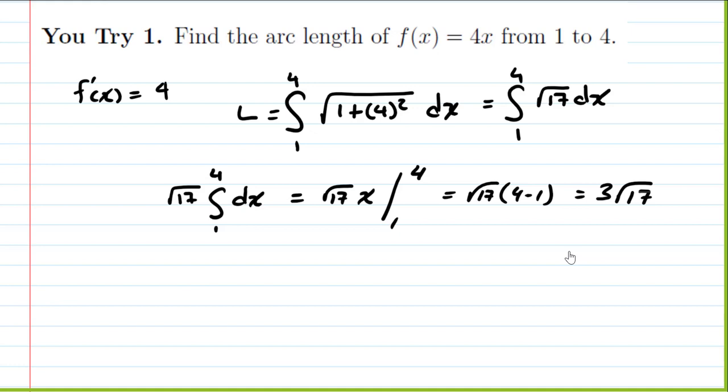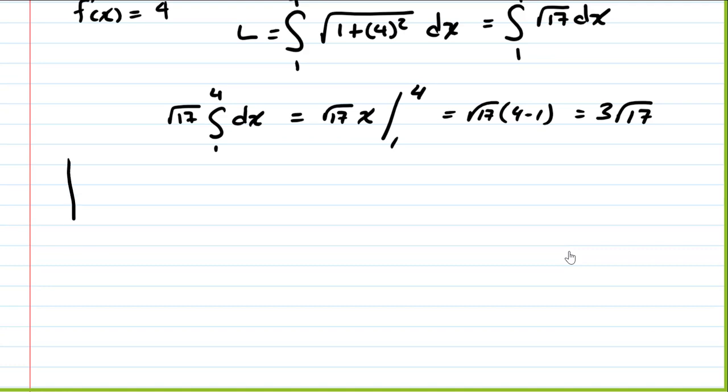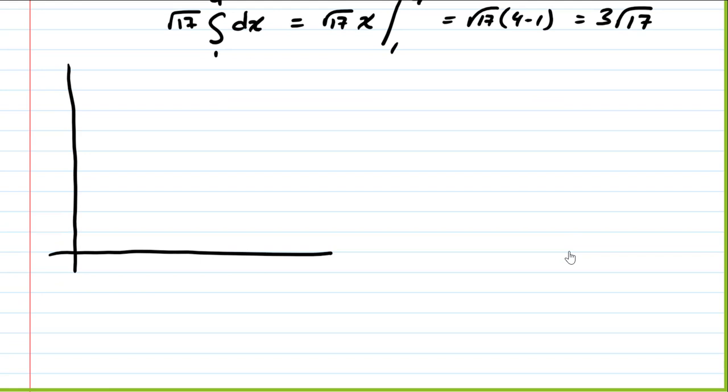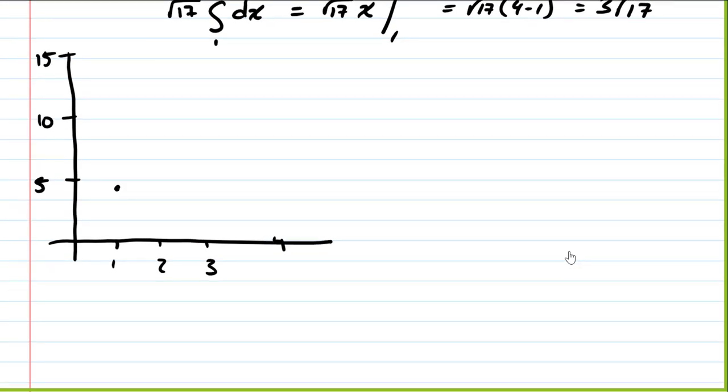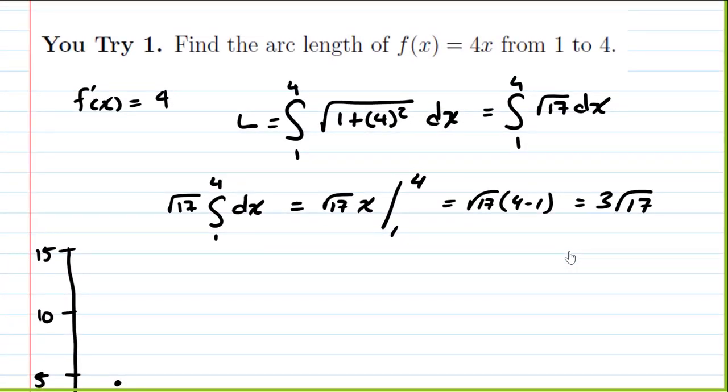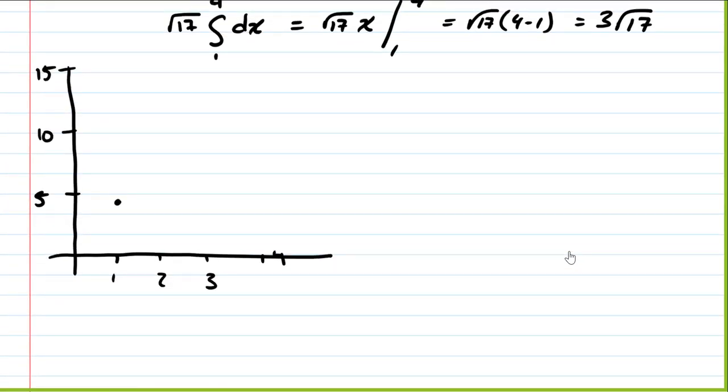So if we draw a picture of this situation, we'll see why this integral turned out to be a lot easier than the other one. So here's 1, 2, 3, 4. And then over here we're going to scale in 5s. 10, 15. So if I put in 1, f of 1 is going to be 4. And f of 4 is going to be all the way up here at 16.